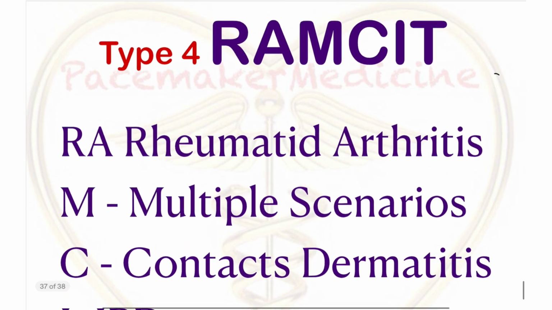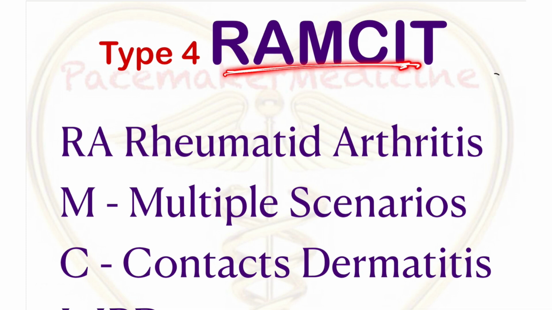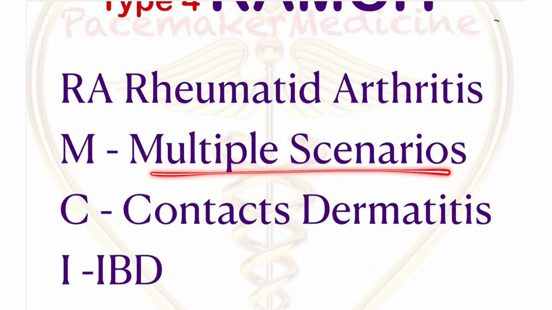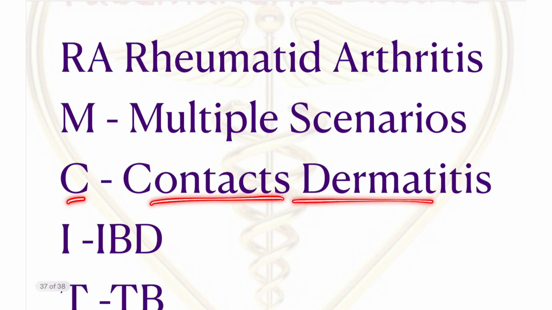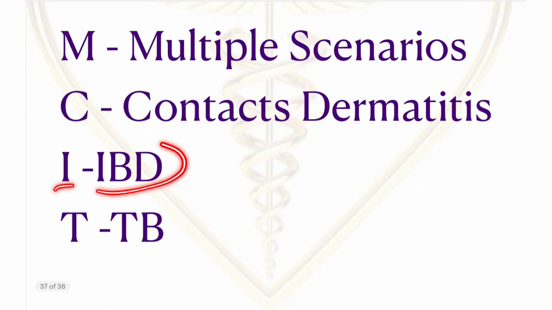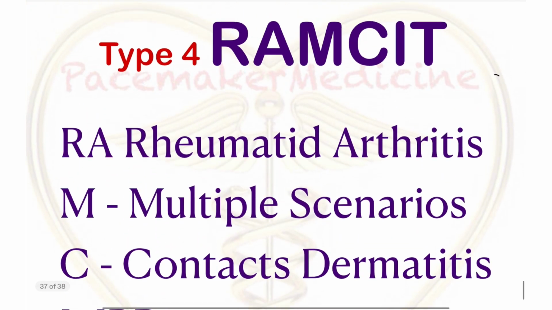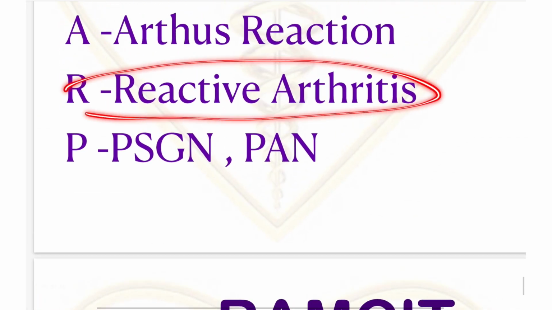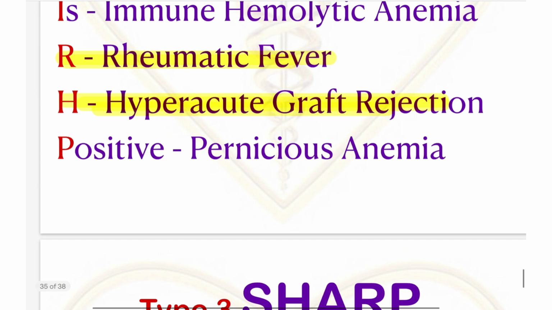In type 4 we have the RAMSIT mnemonic. RAMSIT: RA for rheumatoid arthritis, M for multiple sclerosis, and C for contact dermatitis. I again for IBD, and T for your TB. So this is easy, but you will always confuse rheumatoid arthritis, reactive arthritis, and rheumatic fever.